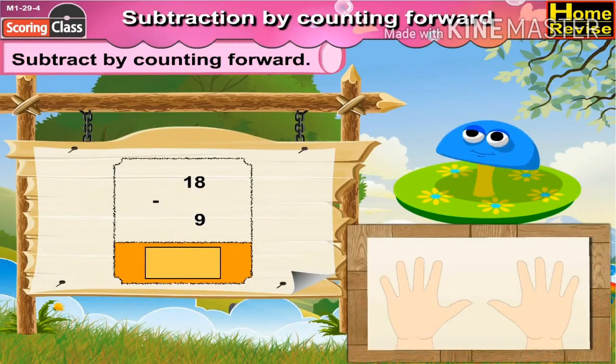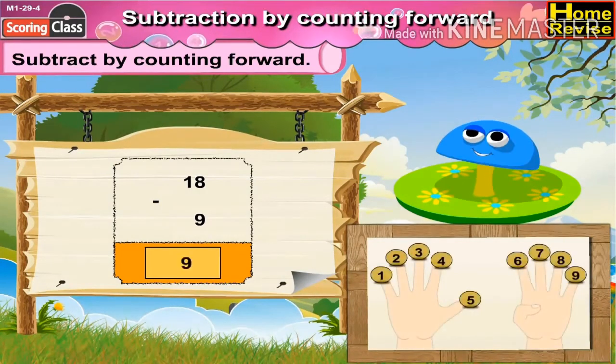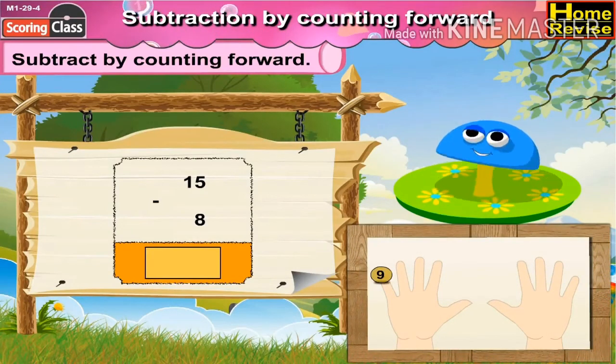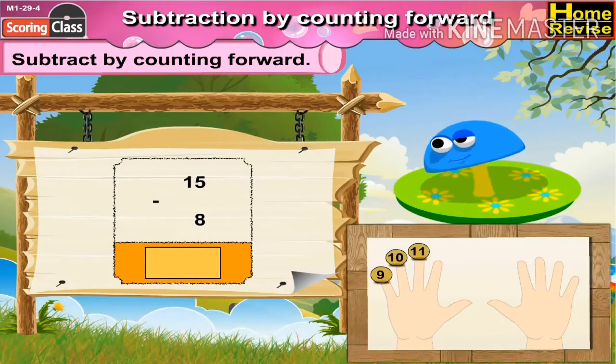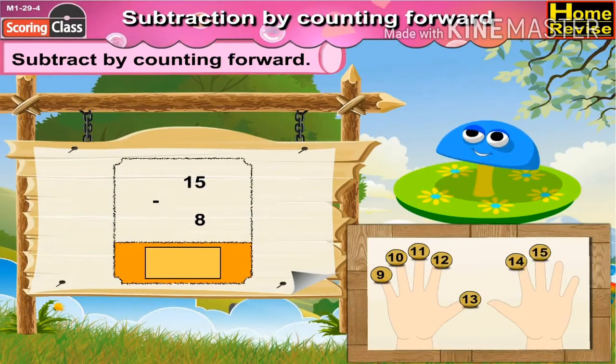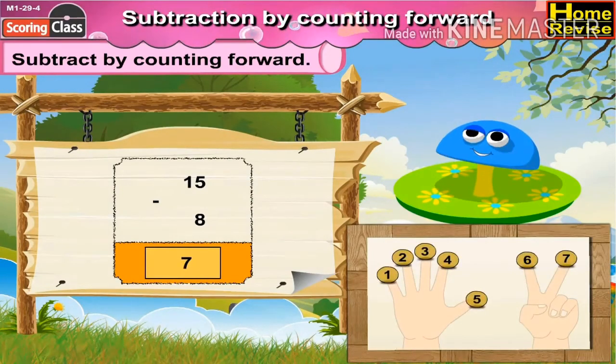Now 18 minus 9 is dash. By counting forward, it is 10, 11, 12, 13, 14, 15, 16, 17, 18, which is 9. So 18 minus 9 is 9. 15 minus 8. It is 9, 10, 11, 12, 13, 14, 15. That is 7. So 15 minus 8 is 7.